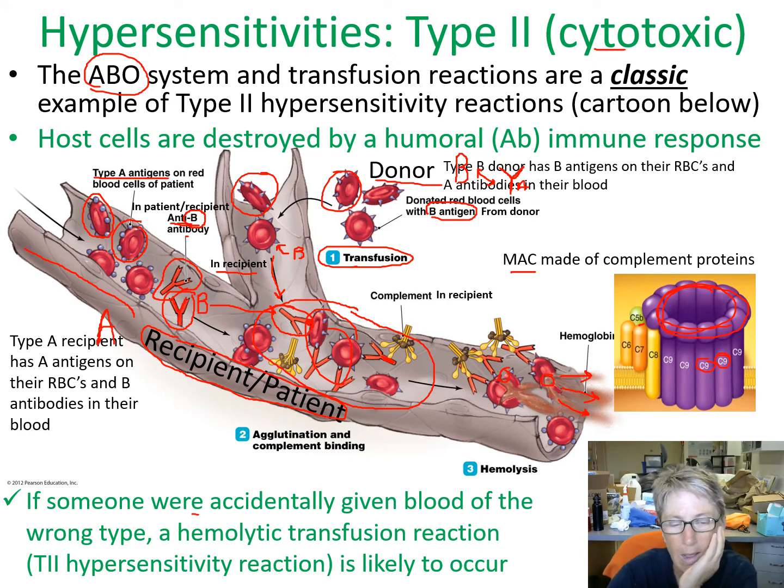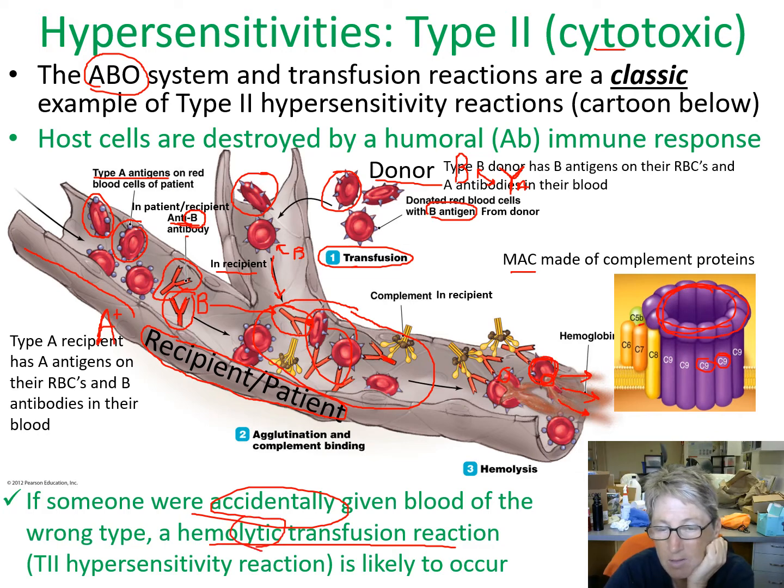So if someone were accidentally given blood of the wrong type, so ideally, let's say this recipient is A positive, you'd want to give that recipient A positive blood, but you give the recipient the wrong type of blood. This is a hemolytic transfusion reaction. So heme is red blood cells. Lytic is lysis, that means they bust open, and it was a transfusion, so the whole thing is called a hemolytic transfusion reaction, but it is a type of type 2 hypersensitivity reaction.